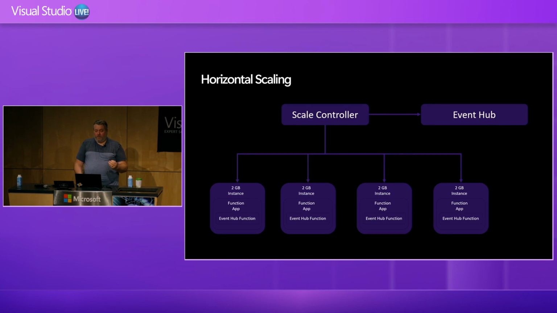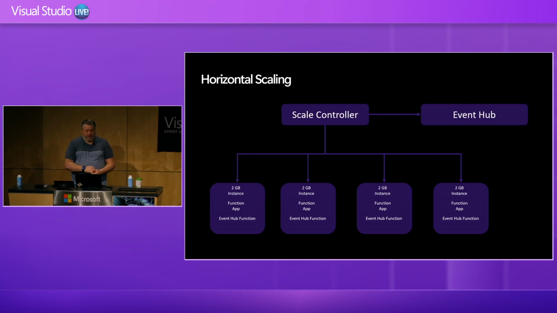But another one is horizontal scale. That means that as you get more events, more HTTP events, more messages into Service Bus, your app can scale out to have multiple instances. And this horizontal scale is, I guess, the crux of the first part of this session.